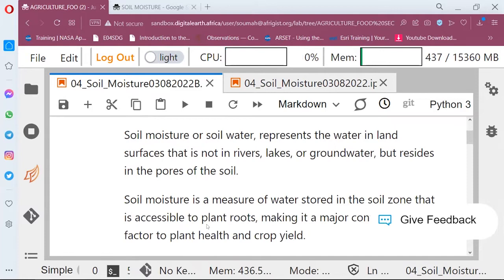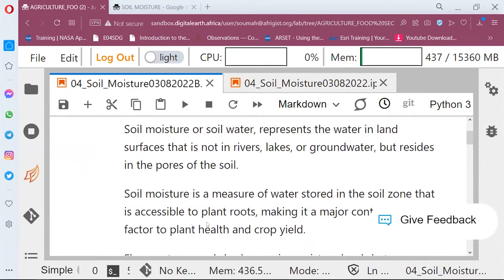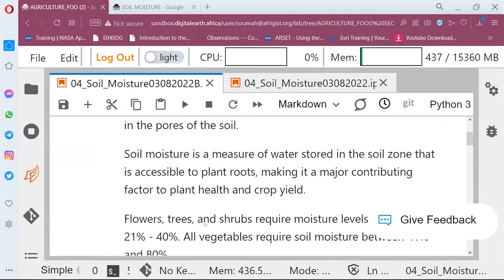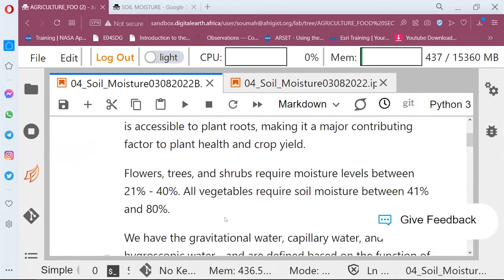Soil moisture is a measure of water stored in the soil zone that is accessible to plant roots, making it a major contributing factor to plant health and crop yield. We have to know that flowers, trees, and shrubs require a moisture level between 21% and 40%, while all vegetables require soil moisture between 41% and 80%.